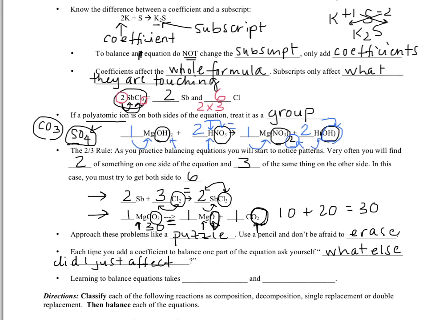If we put a coefficient, a 2, in front of SbCl3 to try to take care of the Cl's, well, I also just affected the Sb. Right? That was what happened up here. So you got to look at the whole problem.